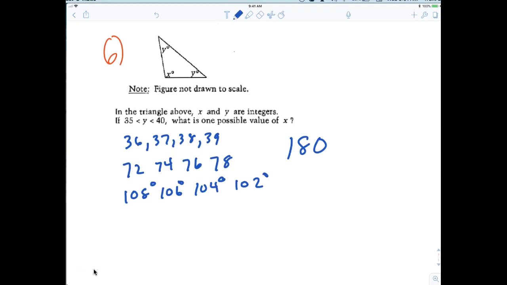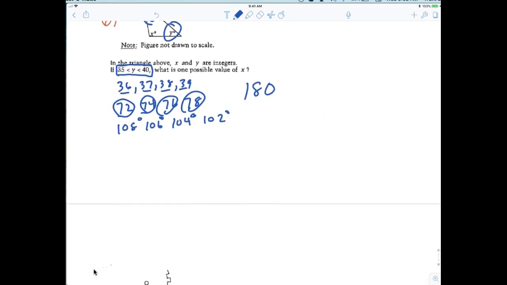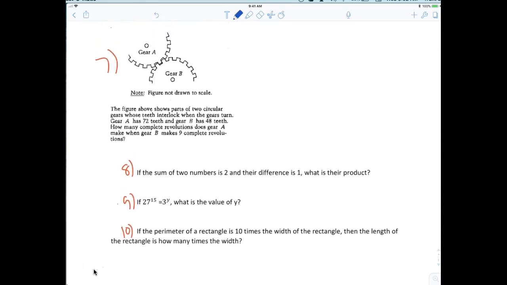Now, does everybody see how I did that? All right? Who said no? Come on. So, first thing is, do you agree that Y has to be somewhere between 35 and 40? So, these numbers are between 35 and 40. Now, do you agree that there are two Y values? So, if I let it be 36, I would double it to get 72. And doubled and doubled. Do you agree? And then I just subtract it from 180. Good enough? All right. Very, very good problem. All right. Let's talk about number 7 now.